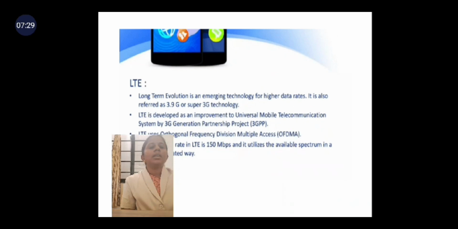LTE is Long Term Evolution. It is an emerging technology for high data speed, and it is referred to as 3.9G, or super 3G technologies. LTE is developed from the UMTS standard, that is Universal Mobile Telecommunication Systems. The technique we follow is orthogonal frequency division multiple access, and the data rate is up to 150 megabits per second.